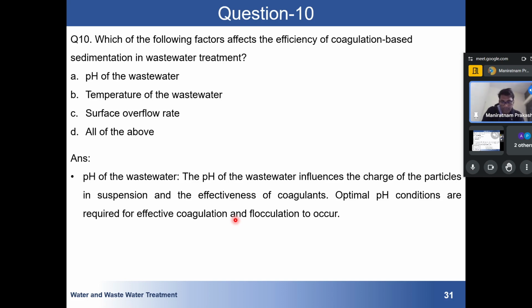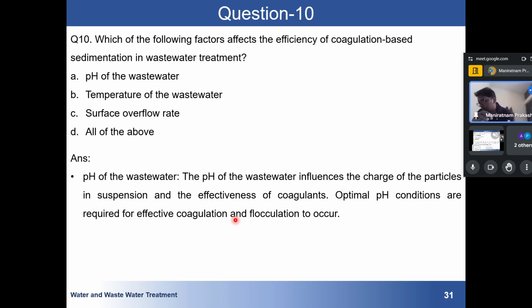So the addition of different kinds of coagulant depends upon the pH of the wastewater. Generally, when the pH is greater than 9.5, then it is said that you have to add ferrous sulfate. But when pH is around 3 to 6.5, then you have to add ferric FeCl3, that is ferric iron chloride. Okay?